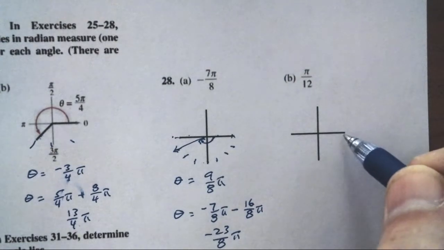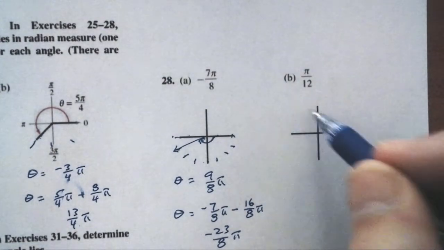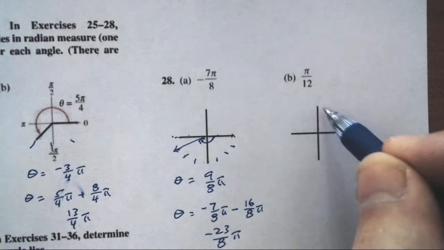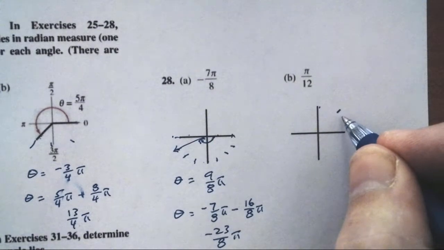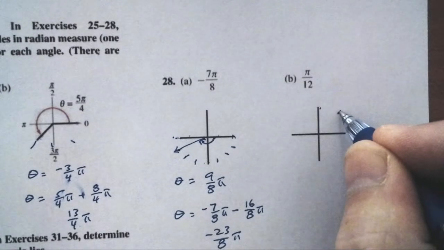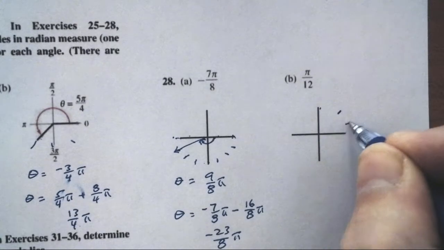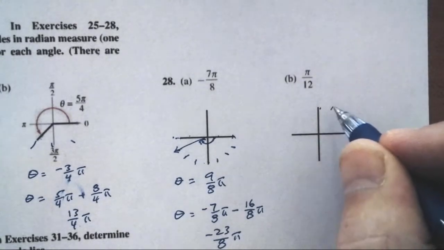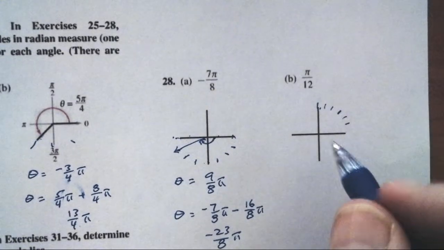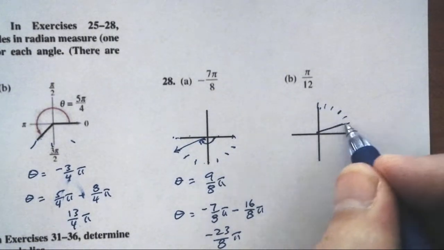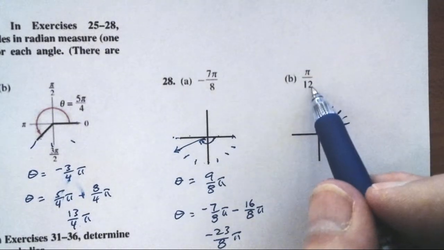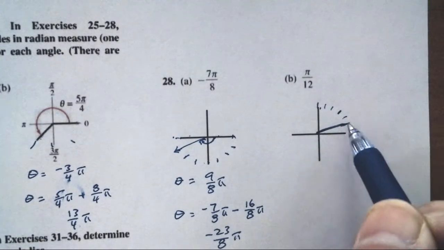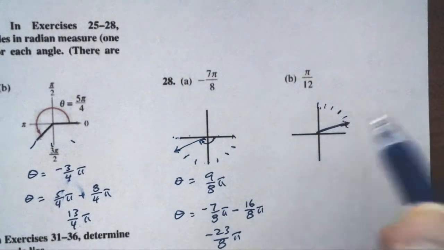Pi on 12, let's see, that means it's 12 of those units to get around here, 6 to here, so if I cut it in half, and then I need 3 steps to get here, there's 1, 2, 3, 4, 5, 6, but I'm just at pi on 12. If you're curious, 180 degrees divided by 12, that's 15 degrees. So we're in the ballpark here.